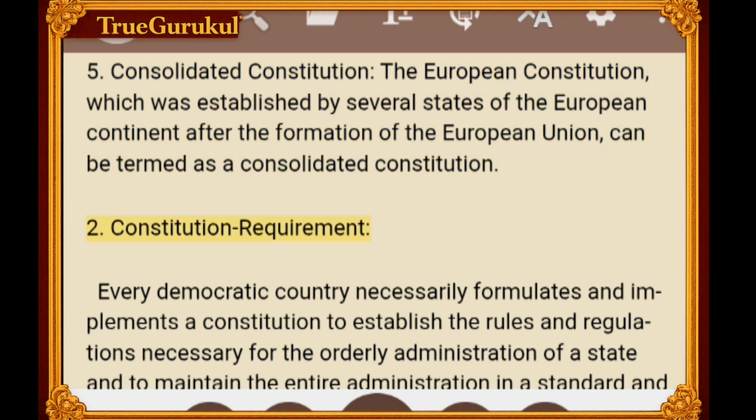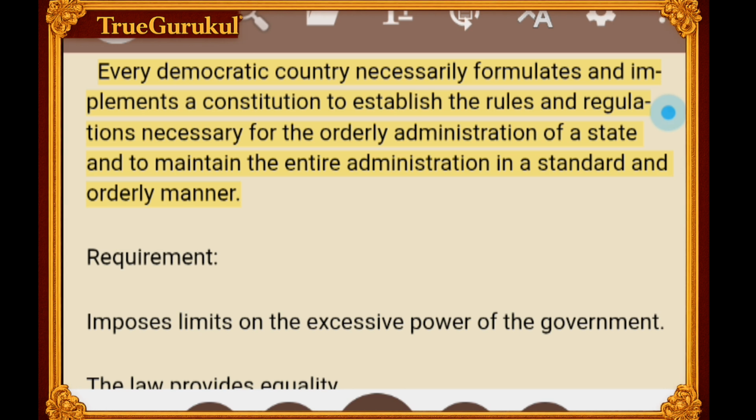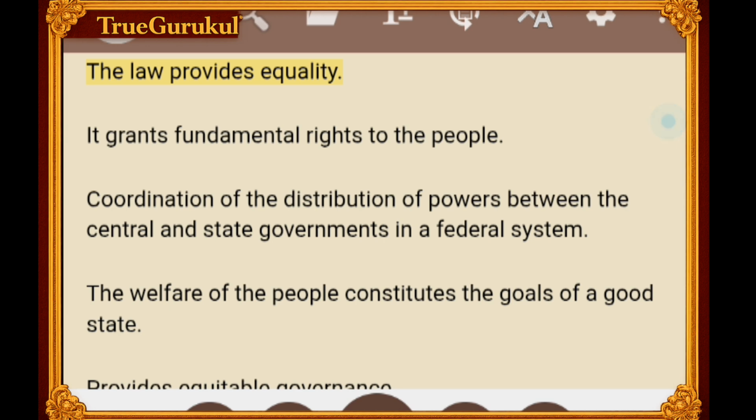2. Constitution requirement. Every democratic country necessarily formulates and implements a constitution to establish the rules and regulations necessary for the orderly administration of a state and to maintain the entire administration in a standard and orderly manner. Requirement. It imposes limits on the excessive power of the government. The law provides equality. It grants fundamental rights to the people. It coordinates the distribution of powers between the central and state governments in a federal system.